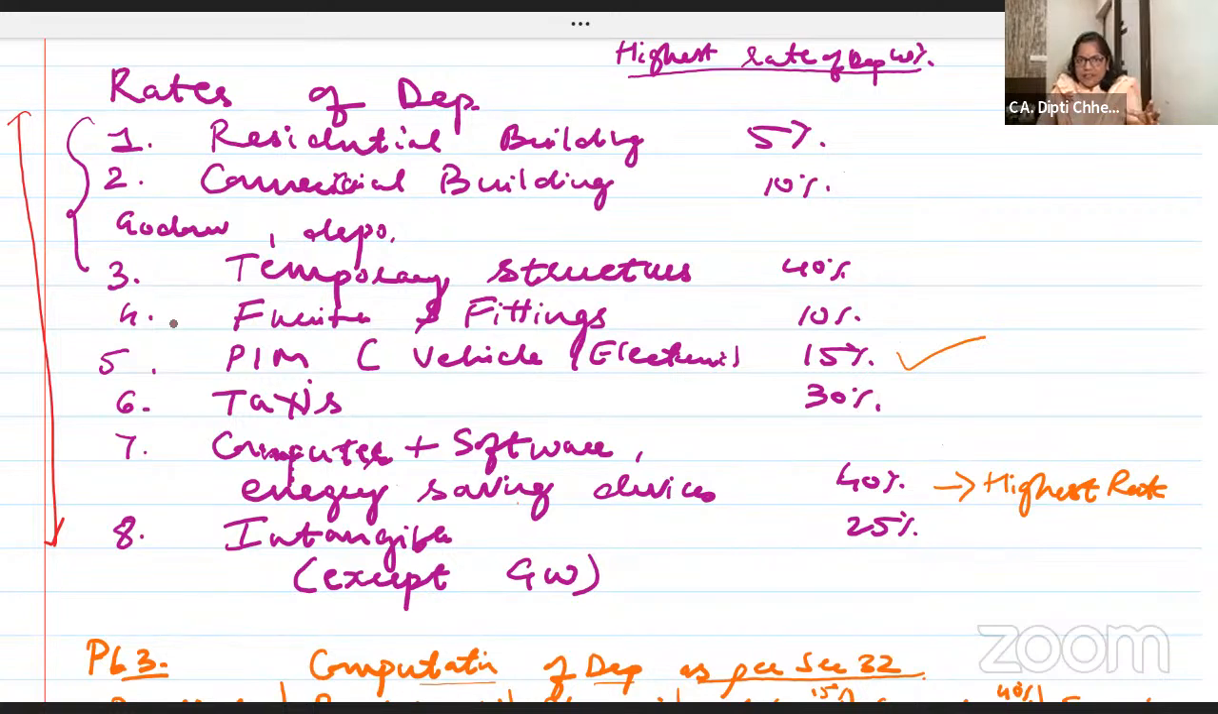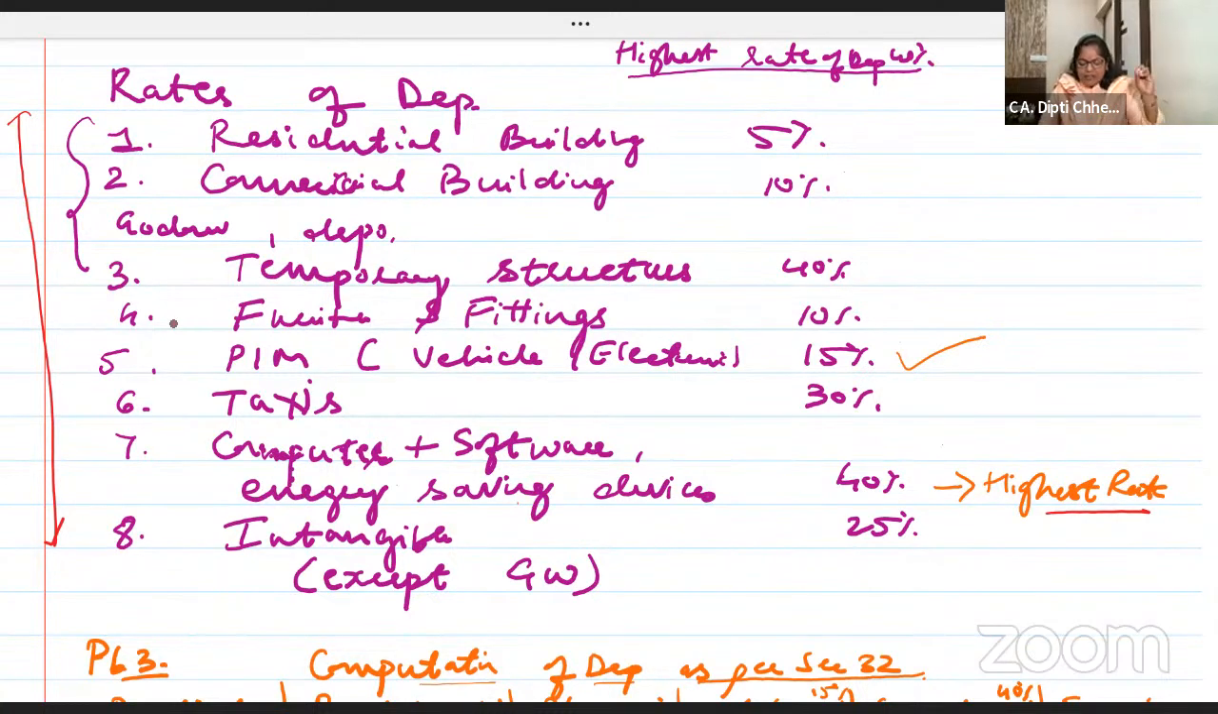Temporary structures, 40%. Let me clarify one thing. Anytime you are confused in exam, you should have this alertness. Highest rate of depreciation is 40% over and out. उससे ज़्यादा नहीं है. Furniture, including electronic fittings, 10%.